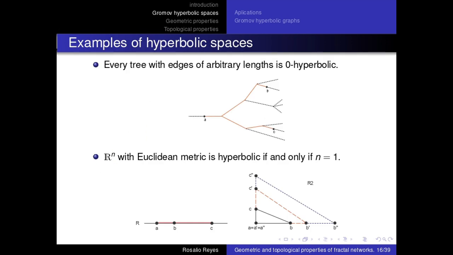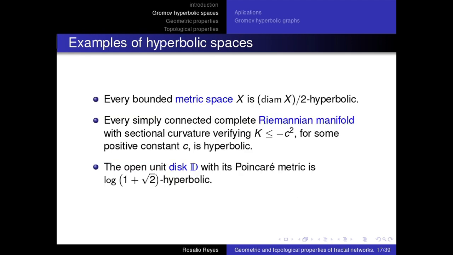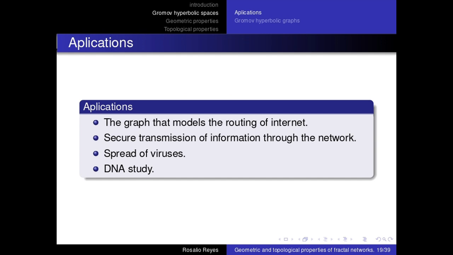As examples of hyperbolic spaces, we have that any tree is zero hyperbolic, since no matter where we choose the vertices of the triangle, we have that two sides contain the third one. R^n is hyperbolic only for n equal to 1. Among other examples, among the applications of Gromov's hyperbolicity are the application to the routing model of the Internet, the security of information transmission through networks, and even the study of DNA.